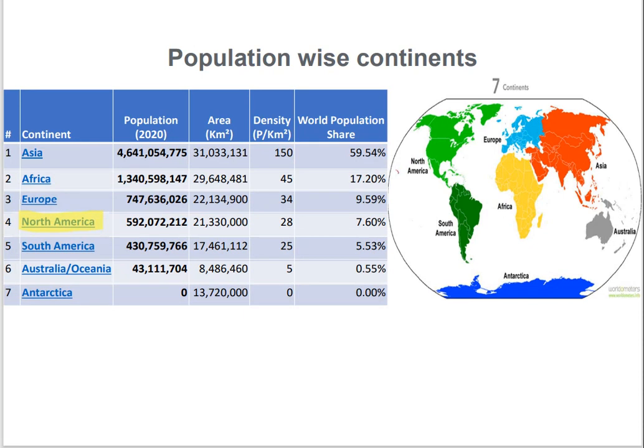Next is population-wise continents. According to population, Asia comes first, second Africa, third Europe, fourth North America, fifth South America, sixth Australia or Oceania, and the seventh is Antarctica with zero population. Only scientific research is conducted there, so no population is found there, no habitats. Although some scientists are always present there and conduct some kinds of research on Antarctica, no habitual activity is performed there. So that's why we can say there is zero population.